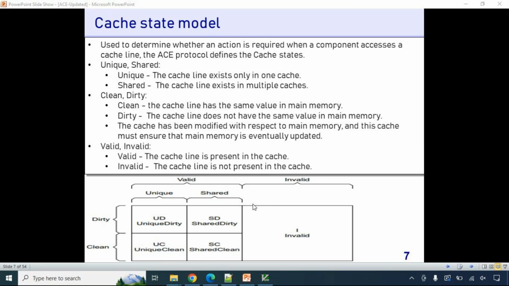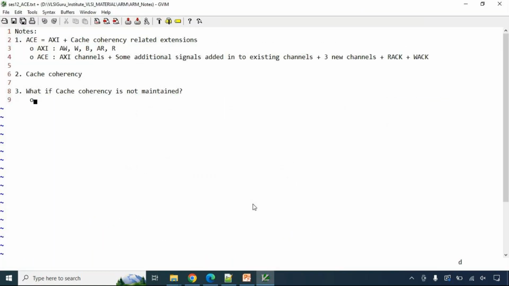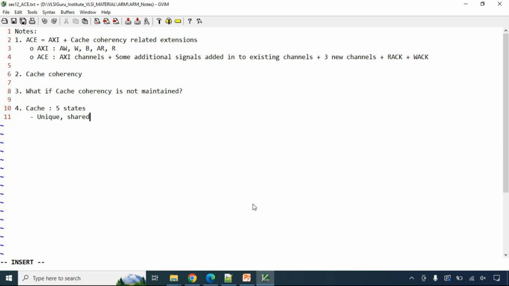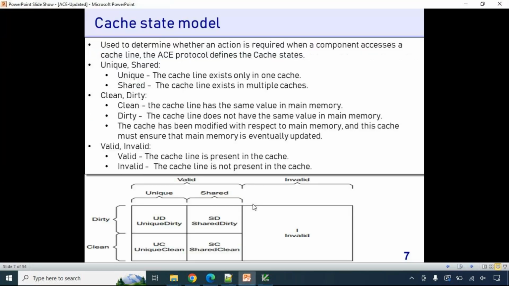See, a given cache line can be in 5 states. What are the 5 states? It is decided based on 3 parameters. Whether it is unique or whether it is shared. What does it mean? Unique means the cache line exists only in one cache. So in that case, what is the convenience? Since it is only existing in one cache, there is no need of snoop also. There is no need to inform any other cache about the update. Shared means what? A cache line exists in multiple caches.